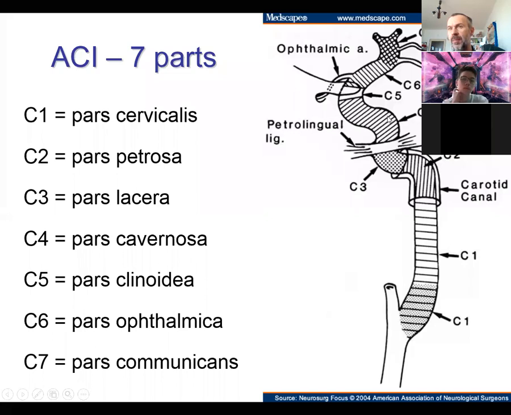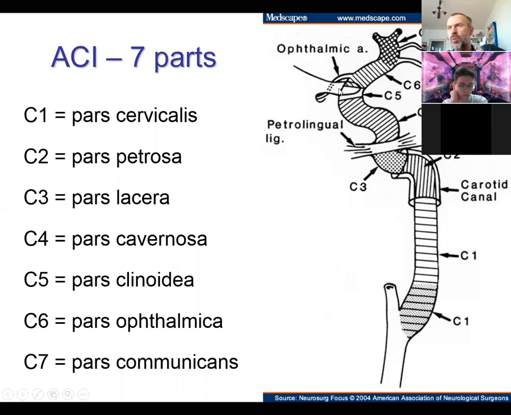Then it goes up and gets into the cavernous sinus. The cavernous sinus, we know, is a venous sinus on the lateral sides of the sella turcica, the Turkish saddle with the hypophysis. So if my head is the Turkish saddle, the artery goes up here.